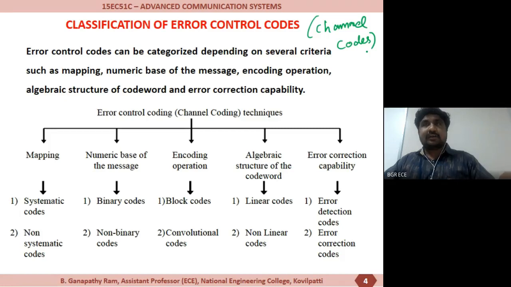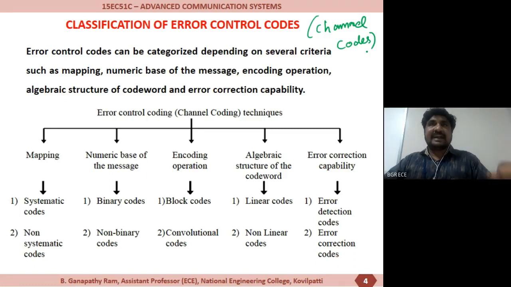And this error control code can be categorized depending on several parameters such as mapping, number base of the message, encoding operation, algebraic structure of the code word, and error correction capability.